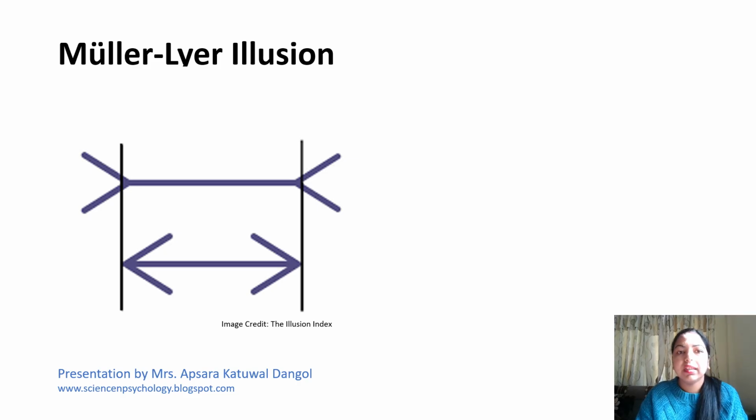Next is the Müller-Lyer illusion. So what is happening here? If you see this line, which one is the bigger? You might say the first one is the bigger, but it's not true. Actually, these two lines are equal, but because this arrow is moving outward and this inward, it creates the feeling that the second one is smaller, but it's not.